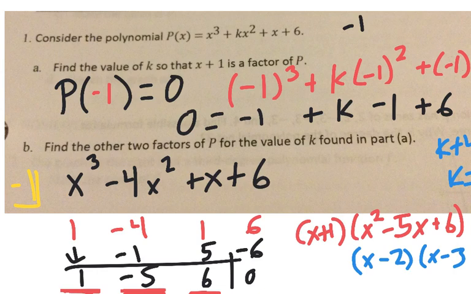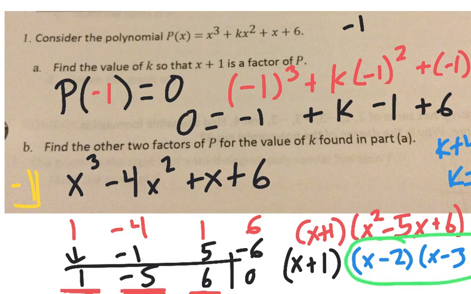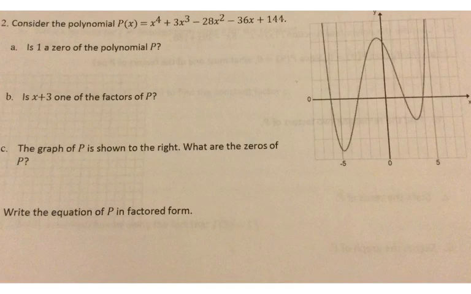So when it asks what are the other two factors, well, x plus 1 was the known factor. Here are the other two factors, x minus 2 times x minus 3, which means I have x-intercepts at positive 2 and positive 3. So here, the first question, they've graphed this for us.